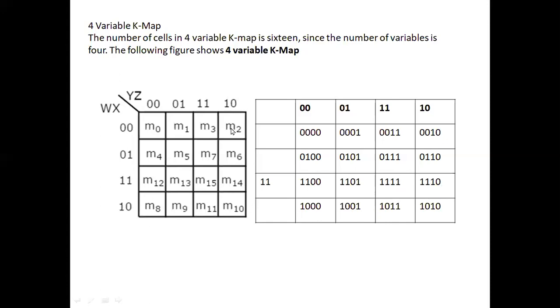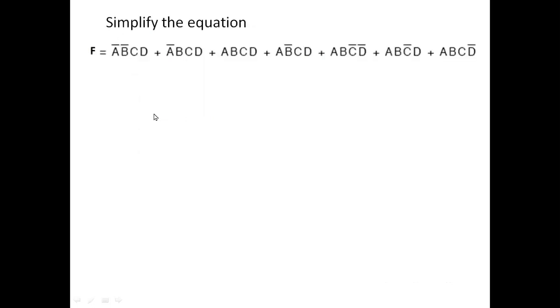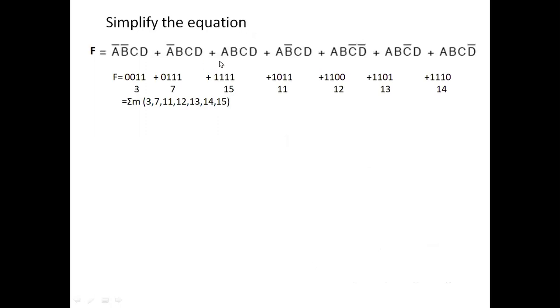So M0, M1, M3, M2, then M4, M5, M7, M6, M12, M13, M15, M14, M8, M9, M11, M10. You should remember this order in order to make the perfect groups. If it is SOP form, you'll be having all product terms, and 0 is represented by complement, 1 is the true variable. So you'll be having all product terms in SOP form. Simplify the equations.